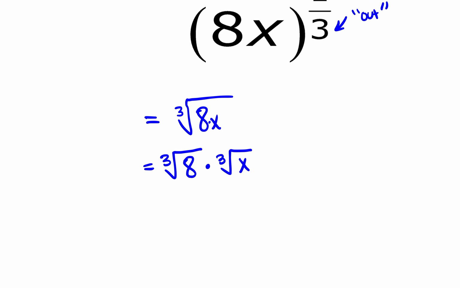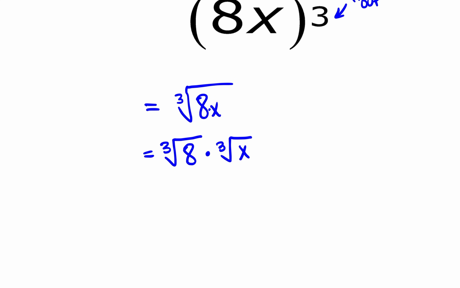And we know that the cube root of 8 is what? Well, we need the same number when multiplied by itself 3 times will give us 8. In this case scenario, it is what? 2, right? 2 times 2 times 2 will give us 8 times the cube root of x. And that's going to be our final solution since we cannot simplify the cube root of x any further.